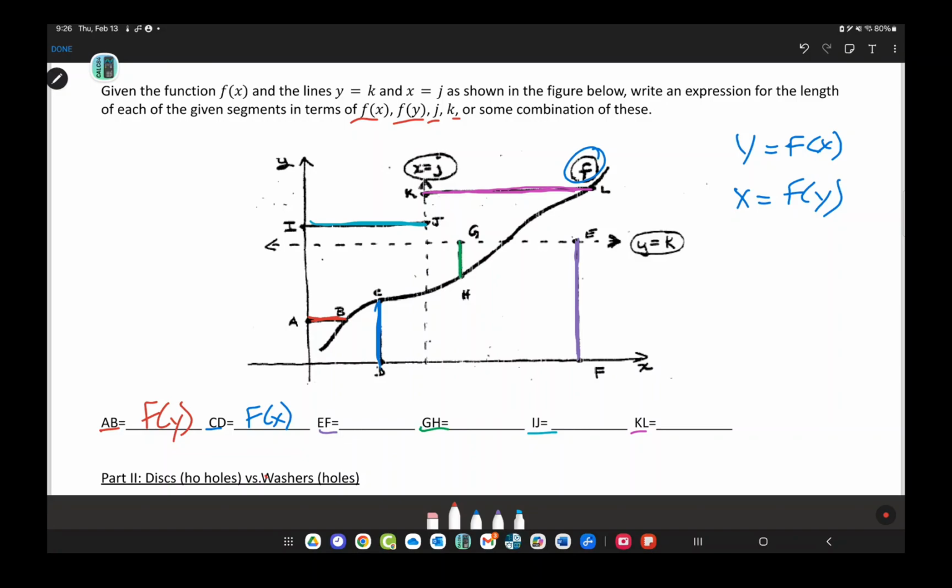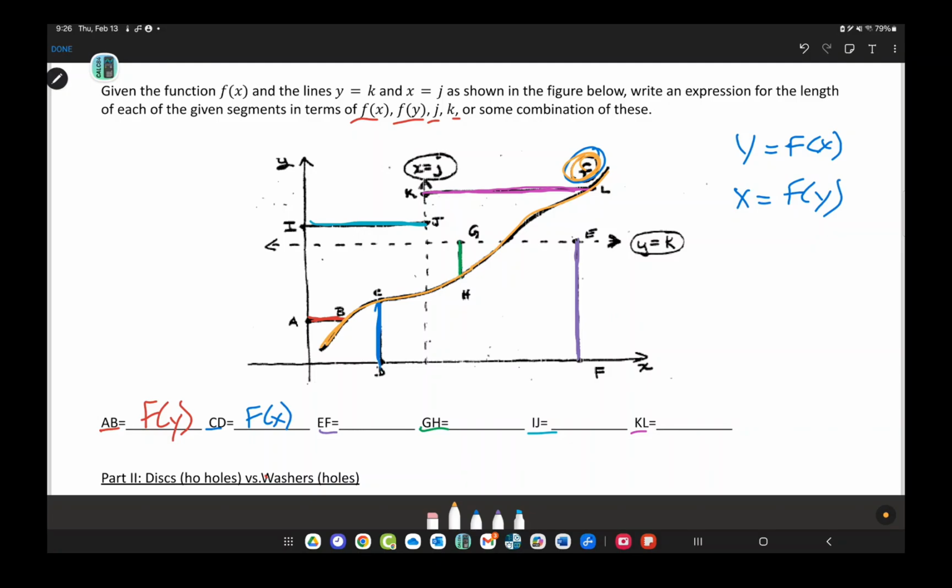Where is f of y? Oh, we just made it up. So this big function right here is the function f of x if I'm looking vertically to find y. If I'm using my x-axis to plug in values to find my y value, I have f of x. But for AB, we use f of y because now I'm using my y values to find my length of x.